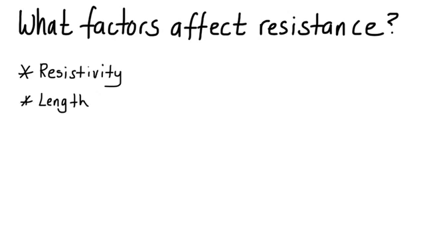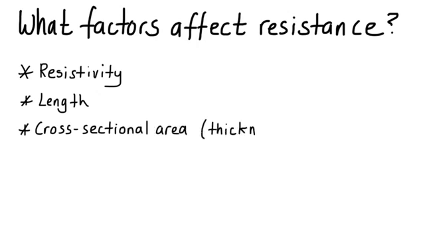We also need to look at the length of the conductor as well, if it's a short piece of wire, if it's a long piece of wire. We also need to look at something called the cross-sectional area, and that really is just the thickness of the conductor, if it's a thick piece or a thin piece of wire.